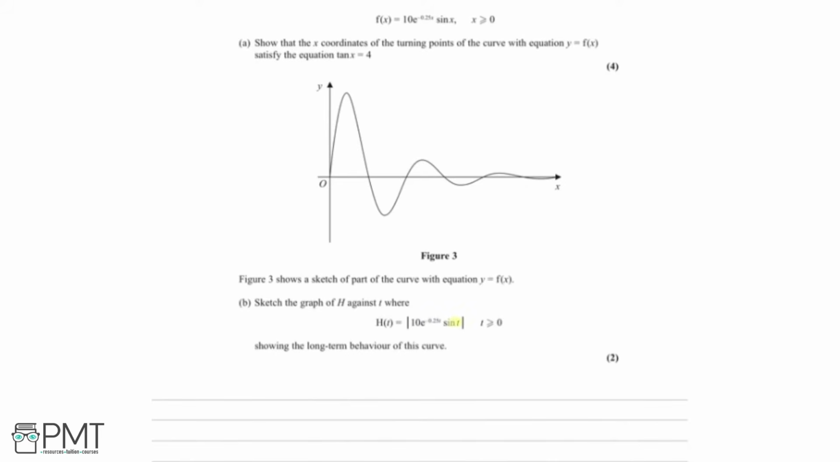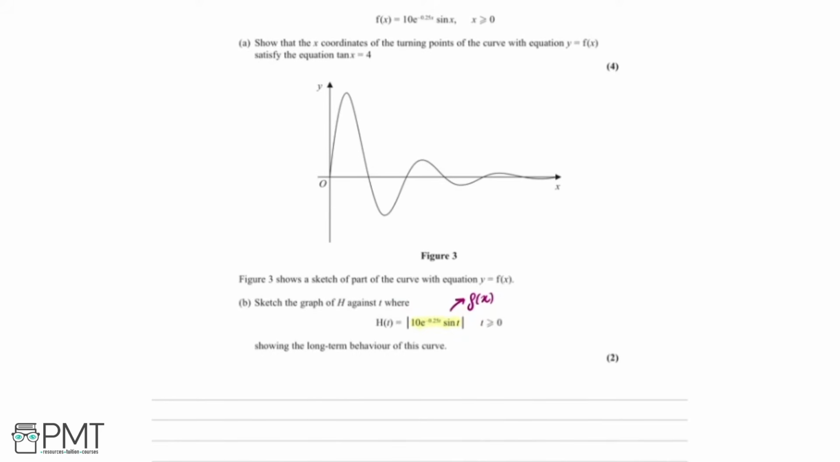So the first thing to notice is that actually inside this modulus is actually f of x. And that's great because we can see up here, it says figure 3 shows a sketch of part of the curve with equation y equals f of x. And we can see that up here. So the difference with h of t is that it's the modulus of f of x.